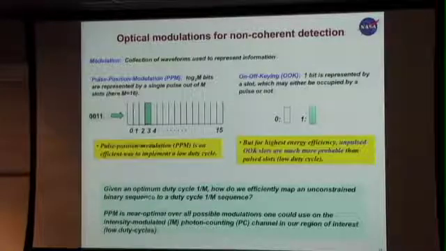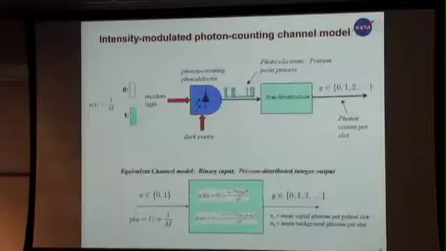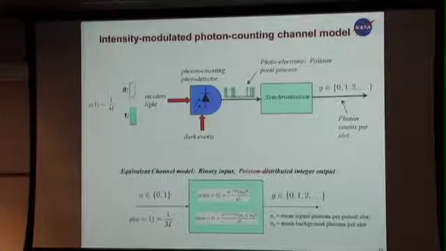I'm going to be using PPM and OOK pretty interchangeably throughout this because I'll be dealing in the region where OOK and PPM are pretty close to the same performance. Once you've done PPM or on-off keying modulation, so either on-off keying with probability 1 over m or PPM, which is 1 out of m slots occupied by a pulse.